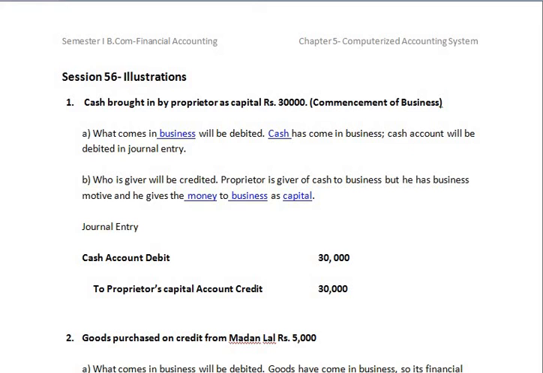First one, cash brought in by proprietor as capital, 30,000. That's an example. Here the journal entry is cash account debit to proprietor's capital account credit. Here 30,000 is the cash coming in. So what is coming in? Cash is coming in. Who is giving it? The giver will be the credit. Here the proprietor's account is credited.